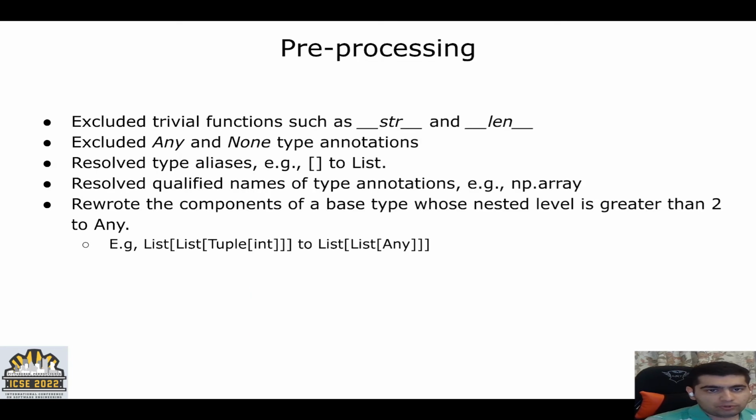Before training the Type4Py model, we perform these processing steps. We exclude trivial functions like str and len. The return values of these functions are trivial to predict, and obviously we don't need a deep learning model to predict the return value of such functions. And we exclude any unknown type annotations from the dataset, as these are not helpful to predict for developers. And we also resolve type aliases to make sure type annotations are consistent across the dataset.